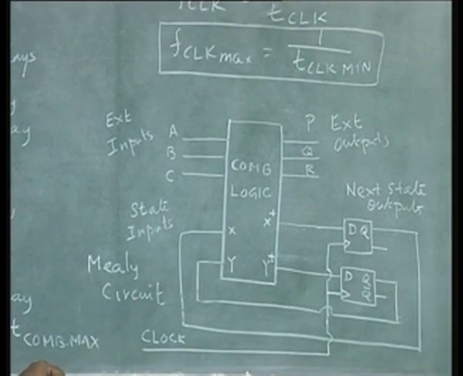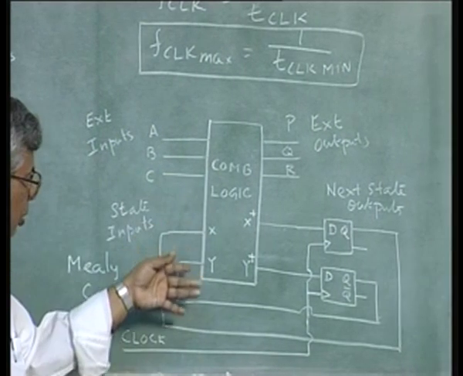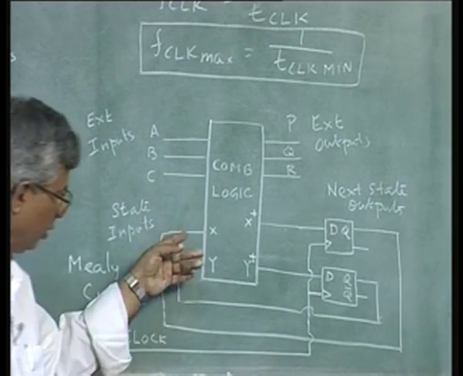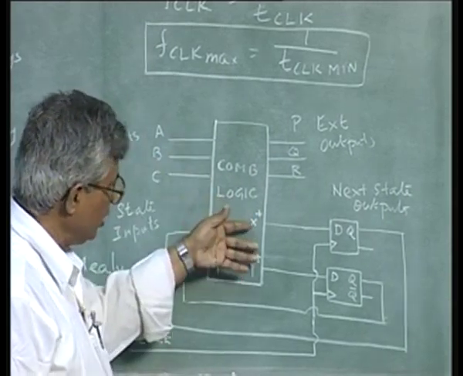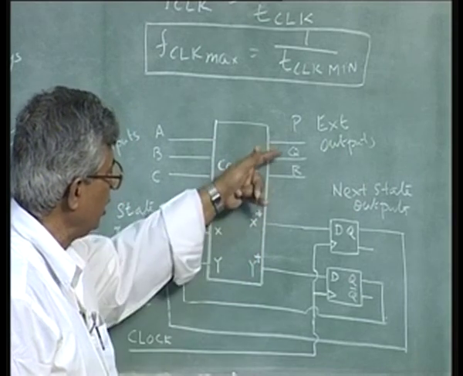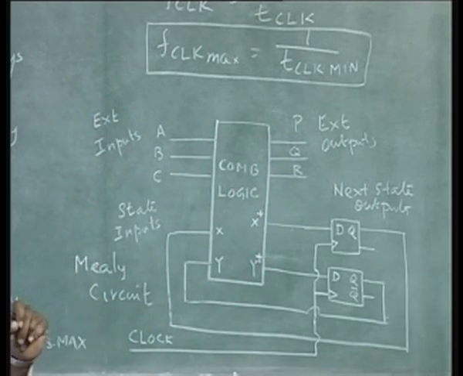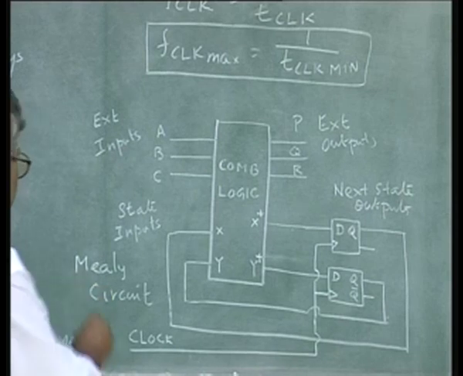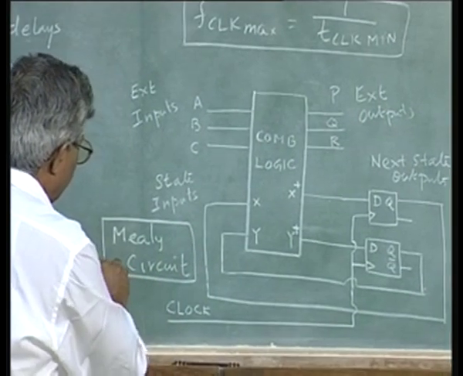So, the Mealy circuit, in which we will have a set of present state variables and a combination of external input variables, which determines not only the next state, but also the current external output, the combinational outputs. Such a circuit is called a Mealy circuit. Both are possible in a system design.